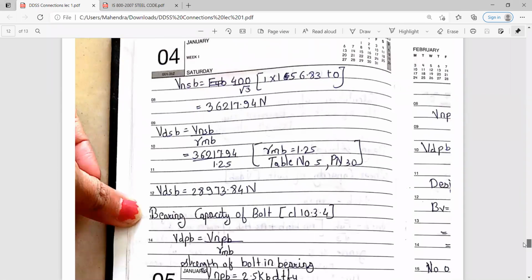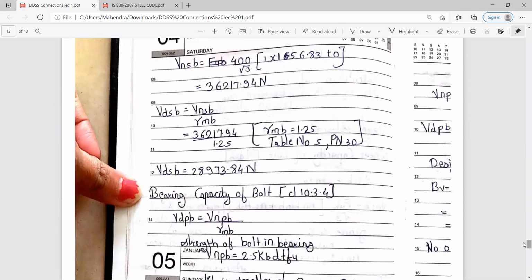So VNSB, just substitute the values for VNSB. That is FUB by root 3. So 400 by root 3 into 1 into NN is 1, and A and B you have just now calculated. And because NS is 0, this whole term will be 0. तो VNSB के लिए आपकी वैल्यू आएगी 36217.94 न्यूटन. अभी VNSB तो मिल गया.